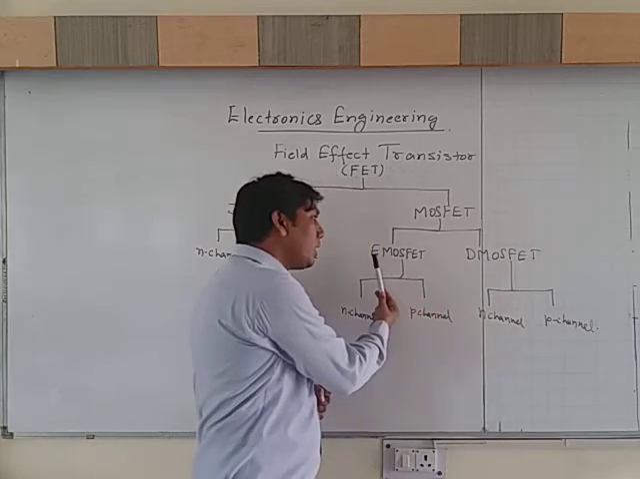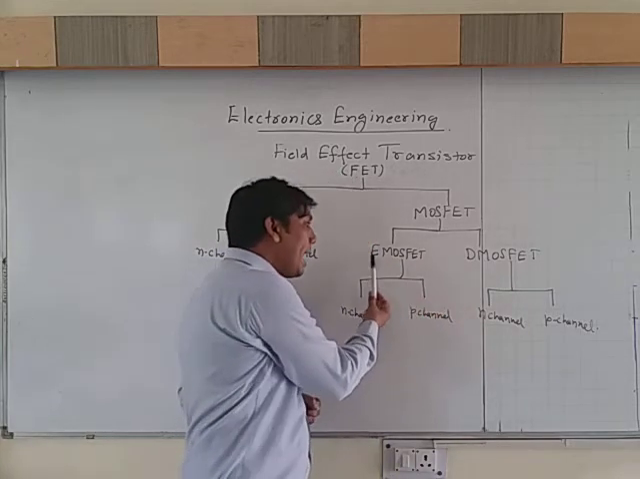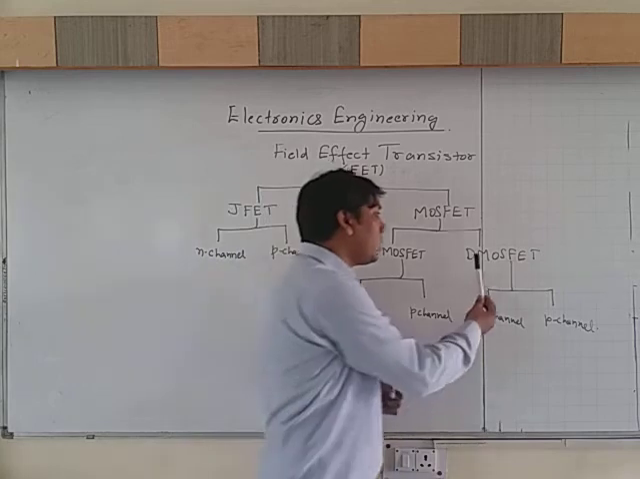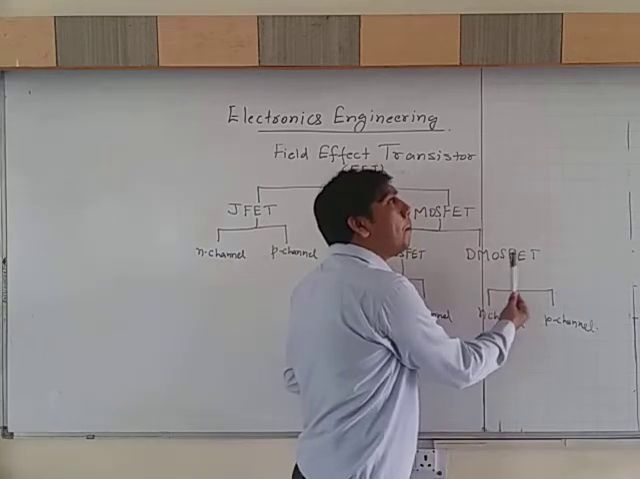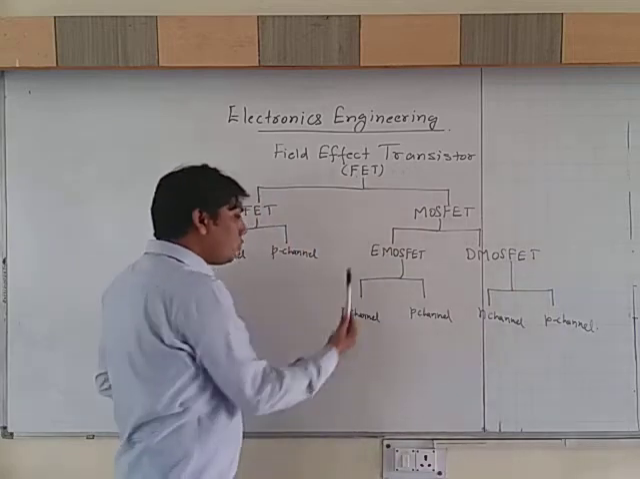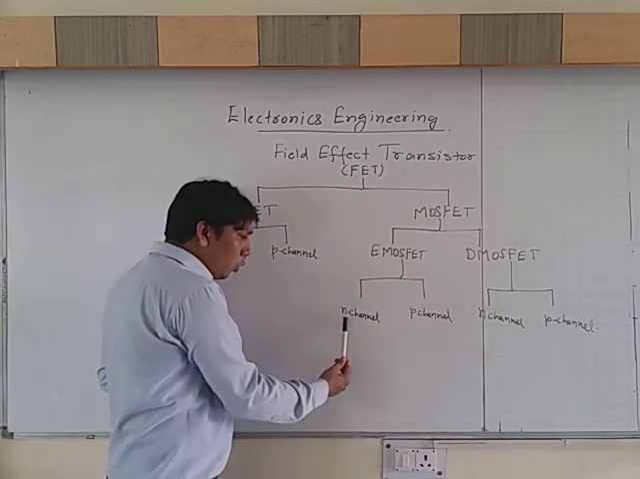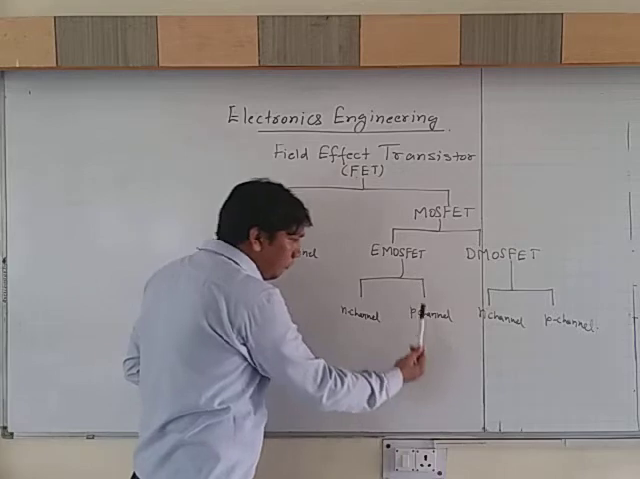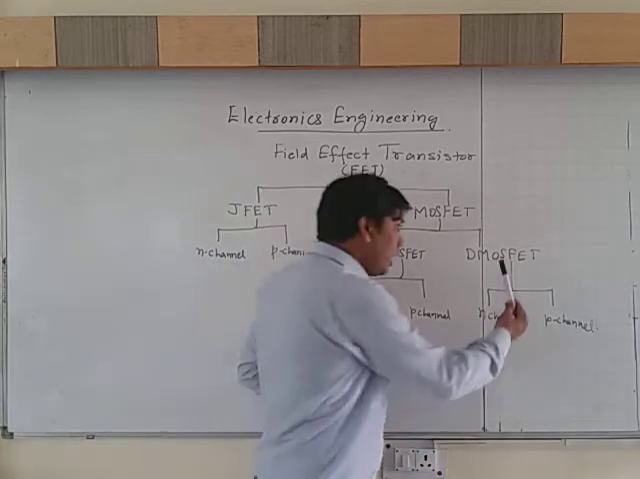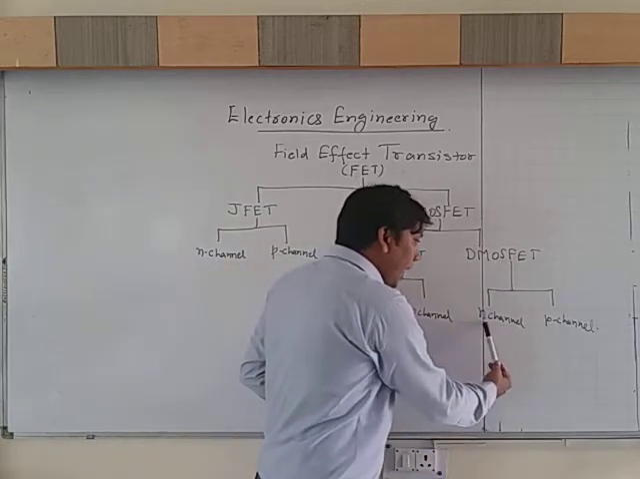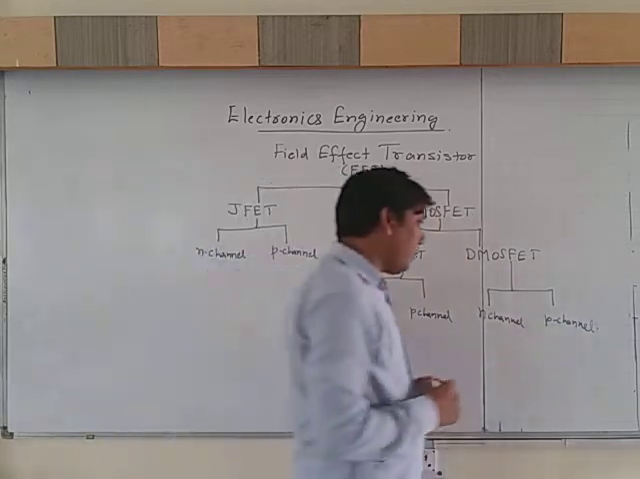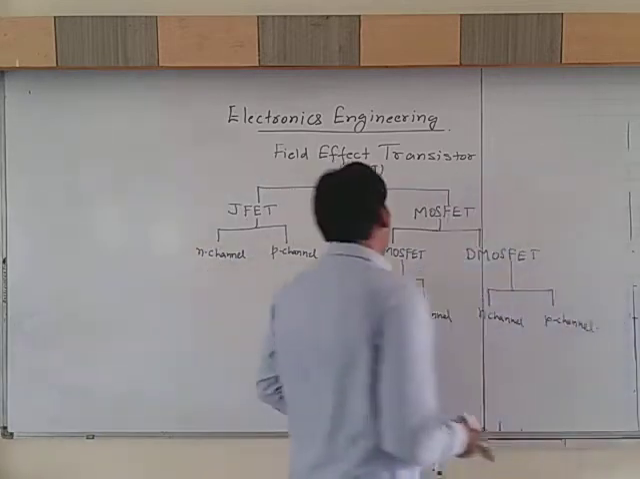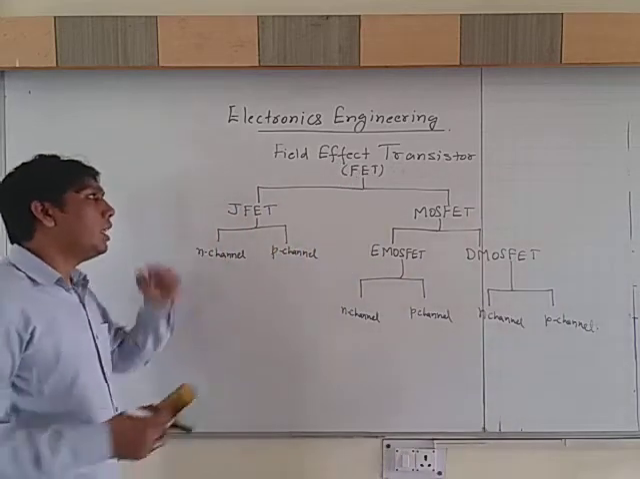The first one is E-MOSFET, that is enhancement type MOSFET, and the second one is depletion MOSFET, that is D-MOSFET. E-MOSFET is of two types, N channel and P channel. In the same way, D-MOSFET is also N channel and P channel. Now we will start with the first one, that is JFET.